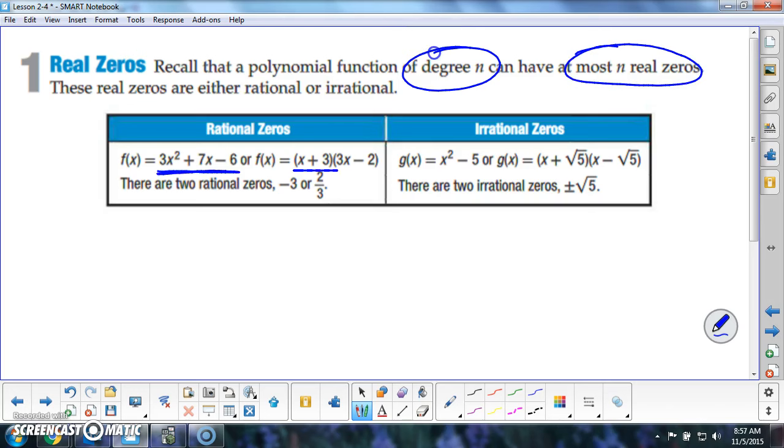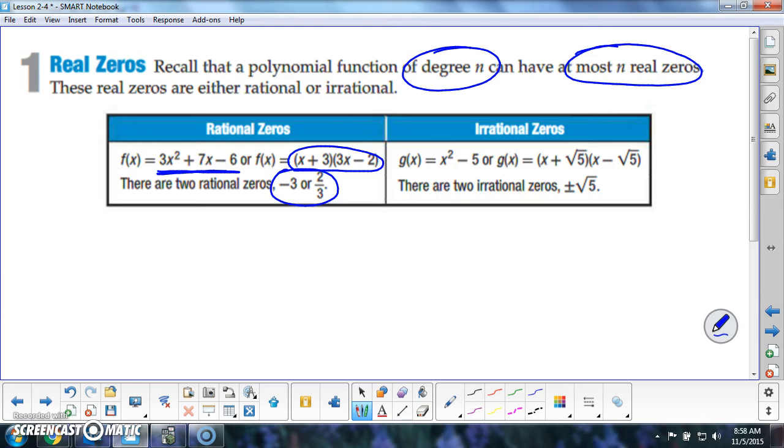Here it is in a factored form right there. And thus we can see that both zeros are real zeros, -3 and 2/3. Both of those are real and both of those are rational. What does it mean to be rational? It means it can be written in the form of a fraction.